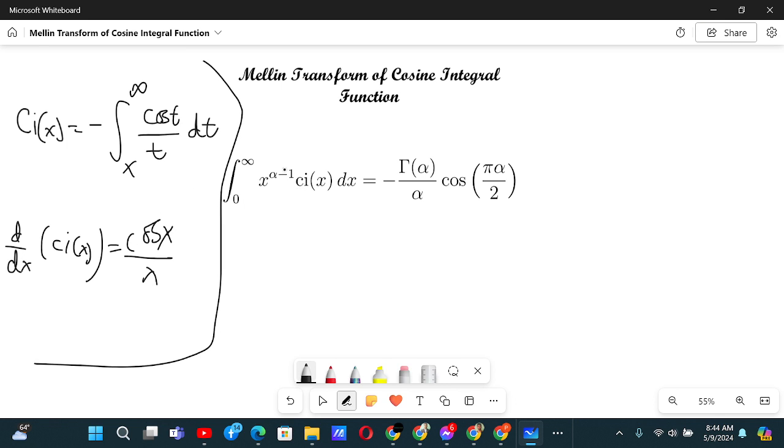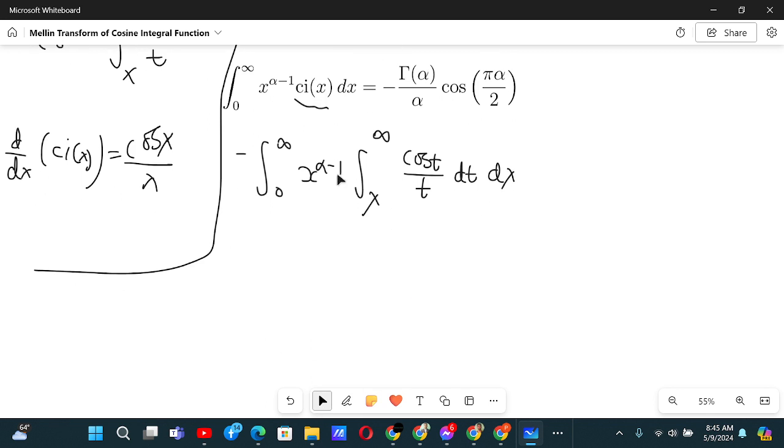If we change the cosine integral function to its integral form, it will simplify in some ways. So basically negative sign, integral from 0 to infinity, x to the power alpha minus 1, and then integral from x to infinity of cos t by t dt, and then dx. Now x is constant in the world of t, so it goes inside and then we interchange the integrals. But before that, let us try to make this integral in terms of numbers. To do that, we can divide t by x.